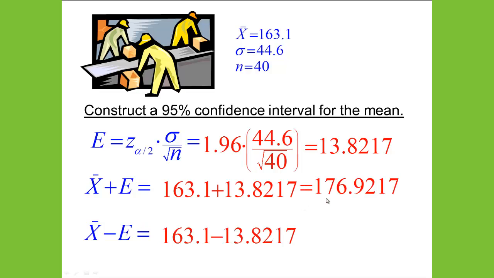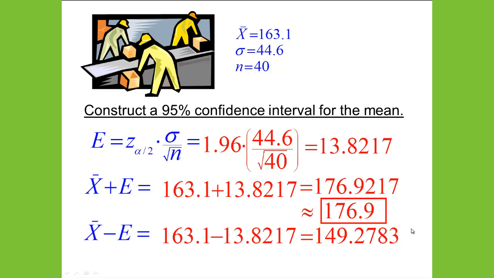And that gives us 163.1 plus 13.8217 gives us 176.9217, and Ms. Borlaug rounds that to one decimal place of 176.9. 163.1 minus 13.8217 gives us 149.2783, or 149.3.